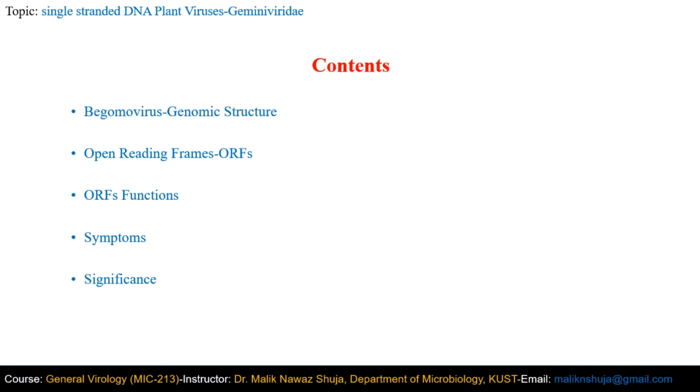These are the contents of my today's lecture. Today we will target the genus Begomovirus, because this is the most important genus of this family, and the largest genus among the 9 genera of Geminiviridae. We will study the genomic structure. Basically, Begomoviruses are of two types, monopartite and bipartite. Then we will study the details of its genomic architecture.